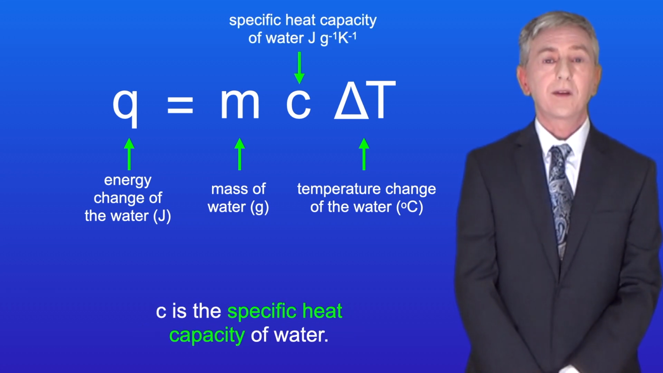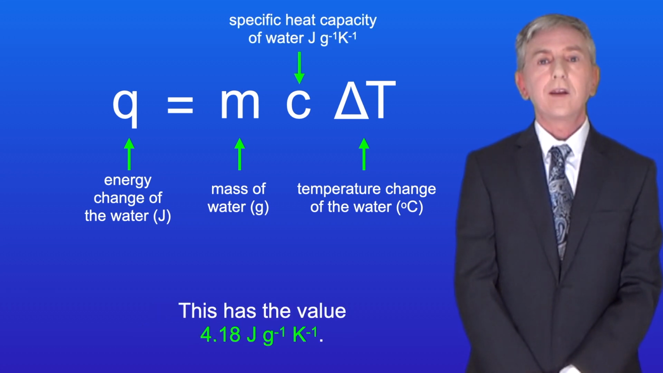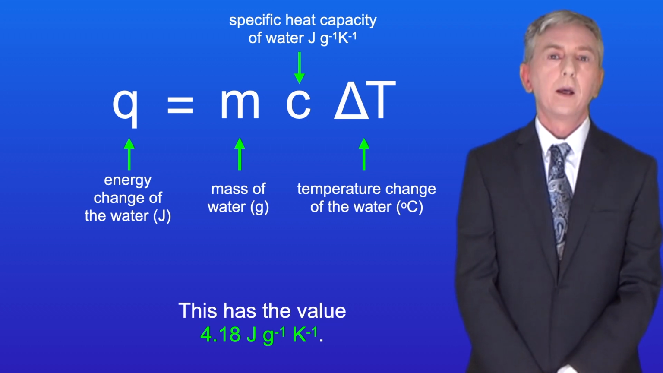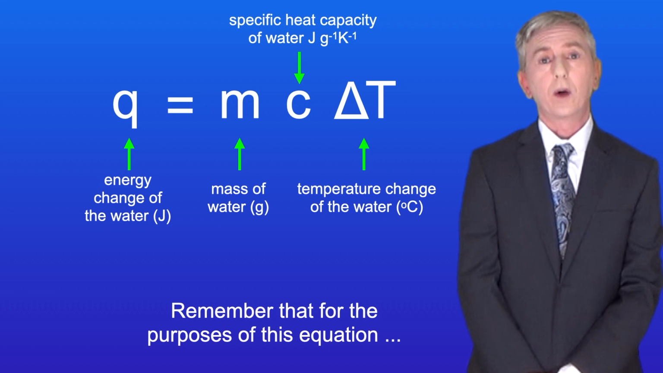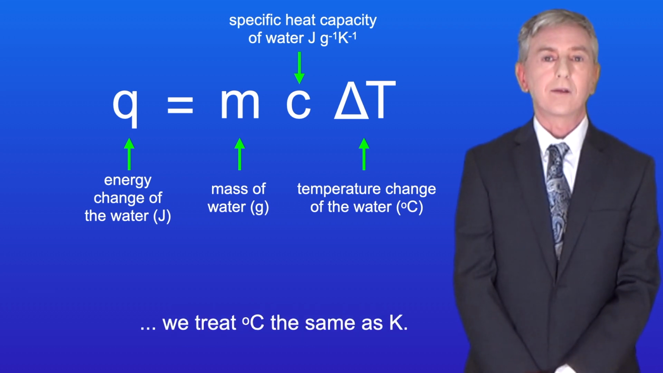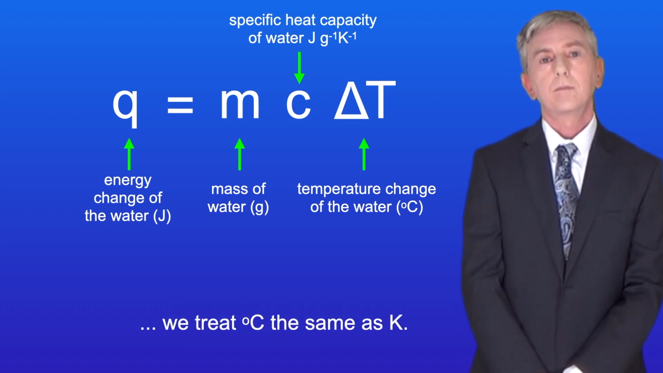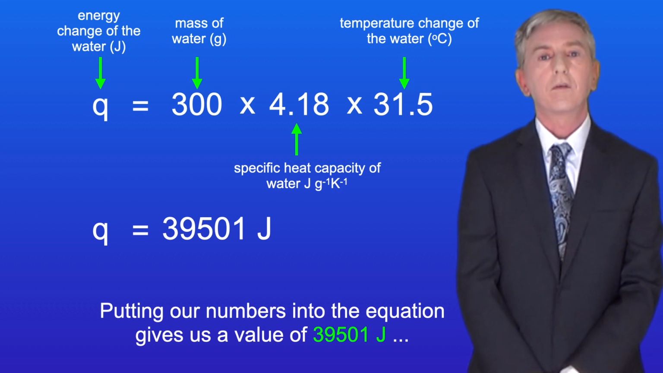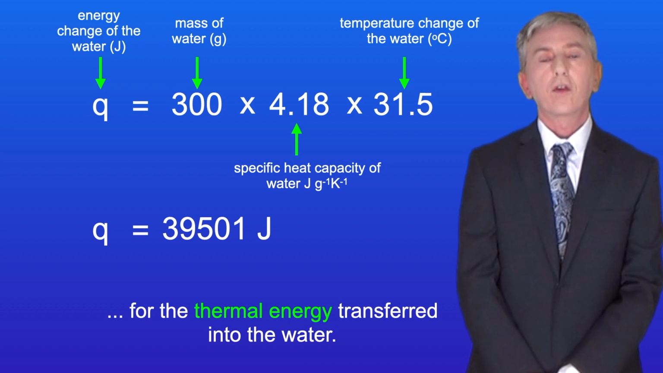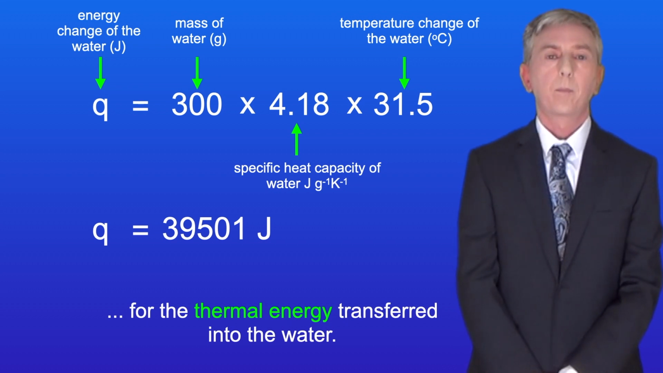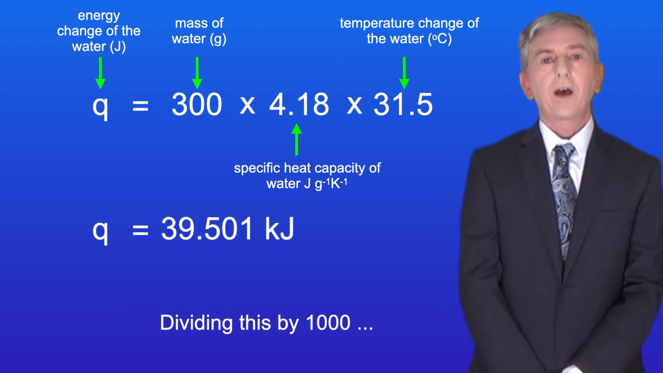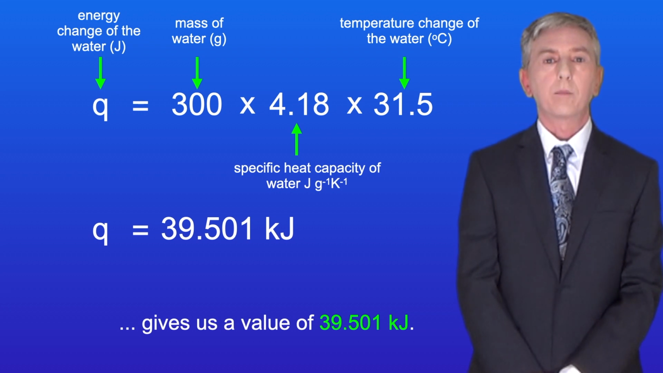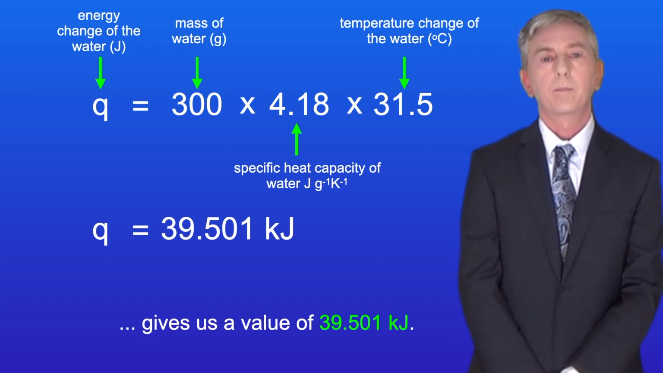c is the specific heat capacity of water. This has the value of 4.18 joules per gram per Kelvin. And remember that for the purposes of this equation, we treat degrees Celsius the same as Kelvin. Putting our numbers into the equation gives us a value of 39,501 joules for the thermal energy transferred into the water. Dividing this by 1,000 gives us a value of 39.501 kilojoules.